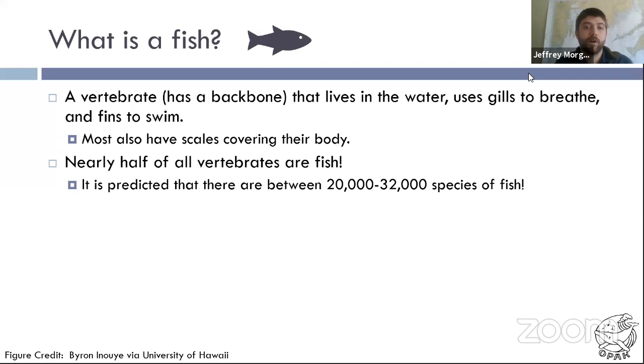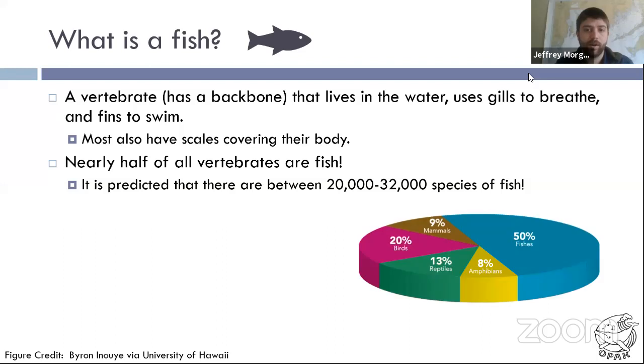Nearly half of all of the vertebrates on our planet are fish. There are predictions that there are around 20 to 30,000 different species of fish around the world. If you add up all the mammals and birds and reptiles and amphibians, the other vertebrates on the planet, they only account for about the other half of vertebrates. So there are a lot of different fish.